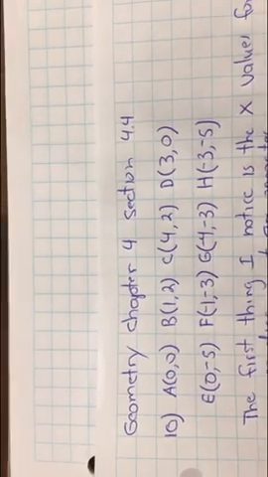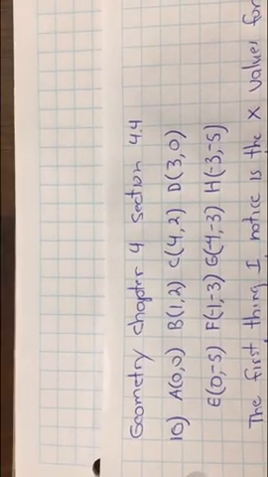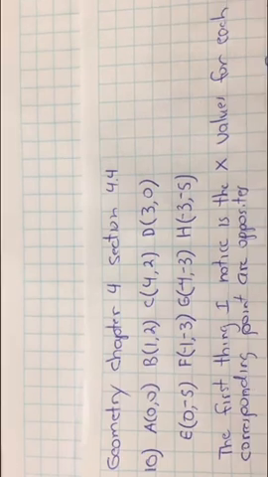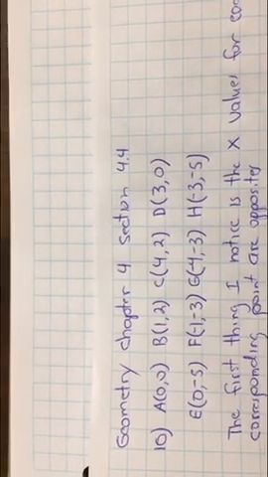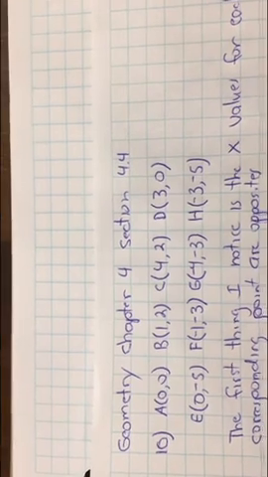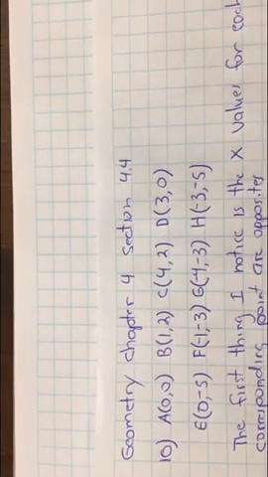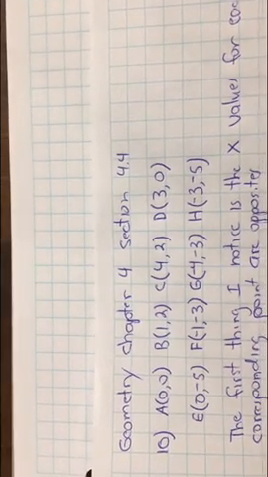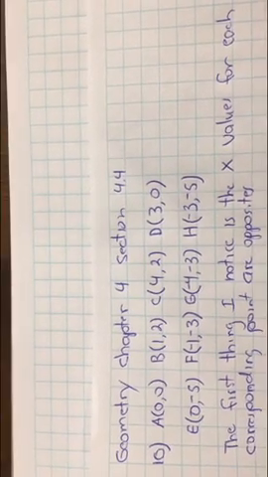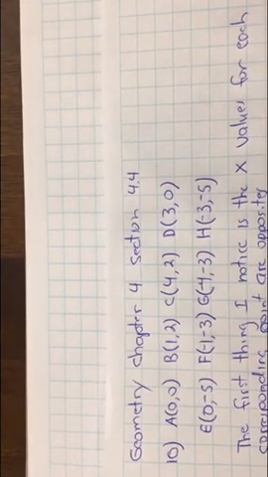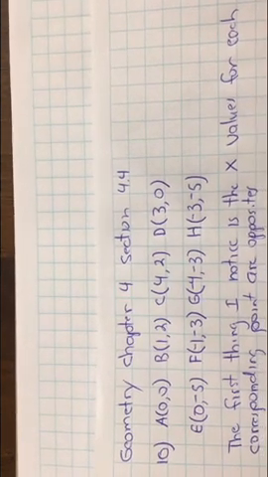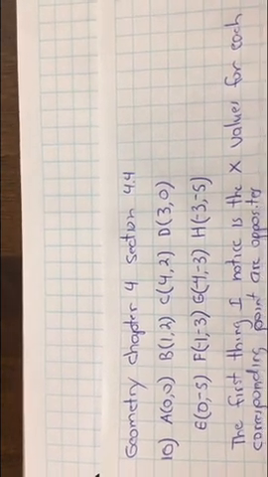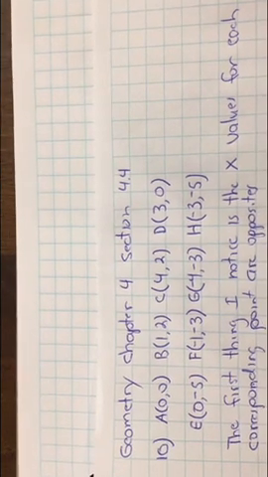Same thing. I look at the points, and the first thing I notice is the X values for each corresponding point are opposite. Well, 0 and 0, but then it goes 1 to -1, 4 to -4, and 3 to -3. Oh, okay, that's worthy of note. And then I look at the Y values: from 0 to -5, from 2 to -3, from 2 to -3, to 0 to -5. The Y values are decreasing by 5.